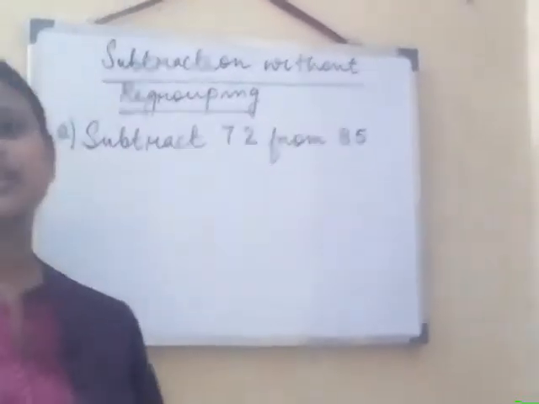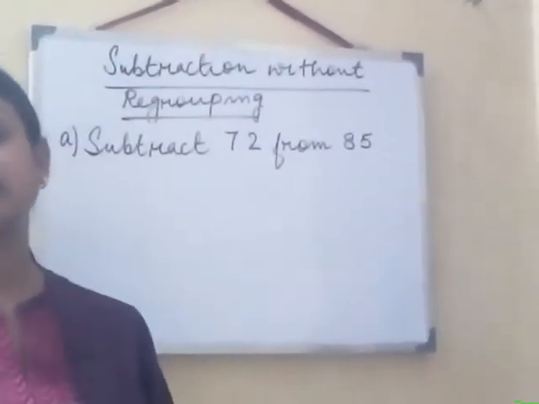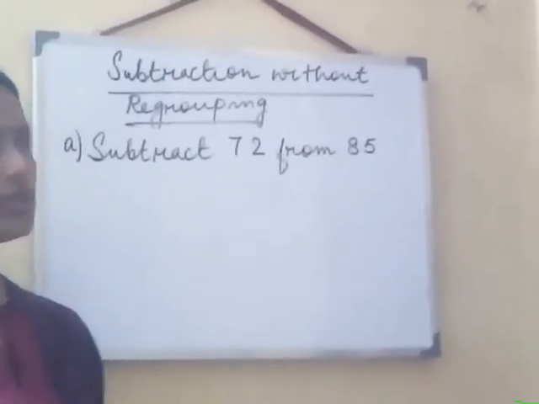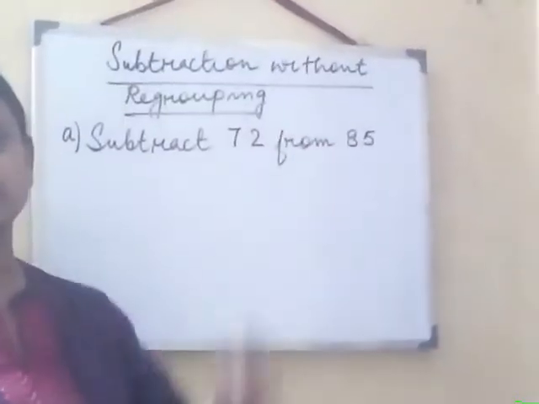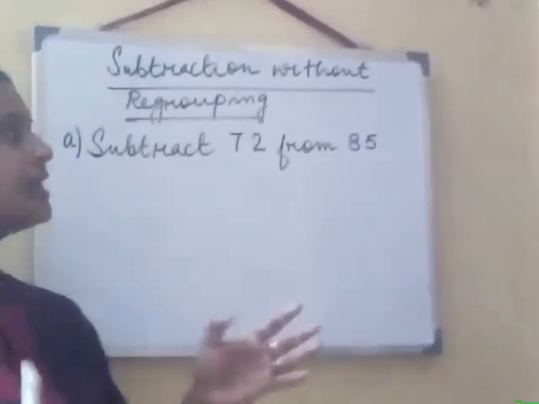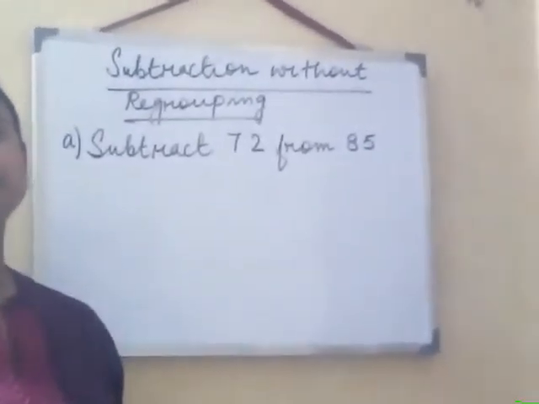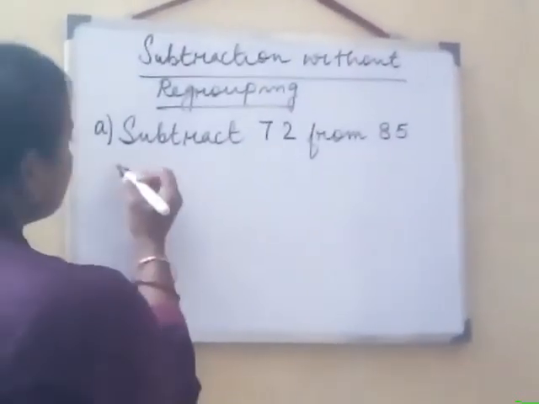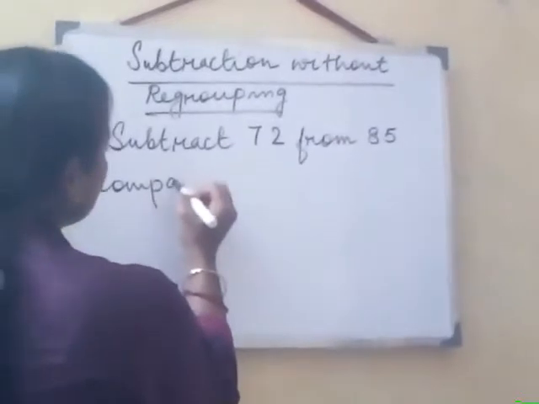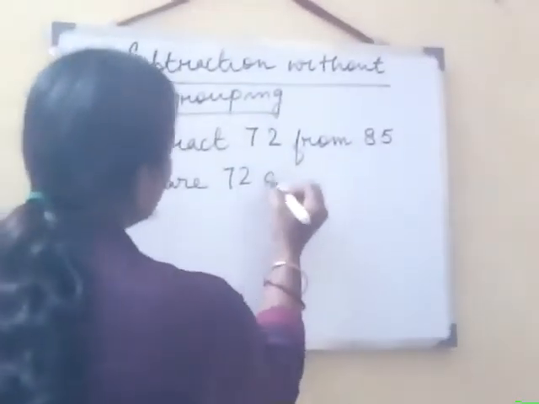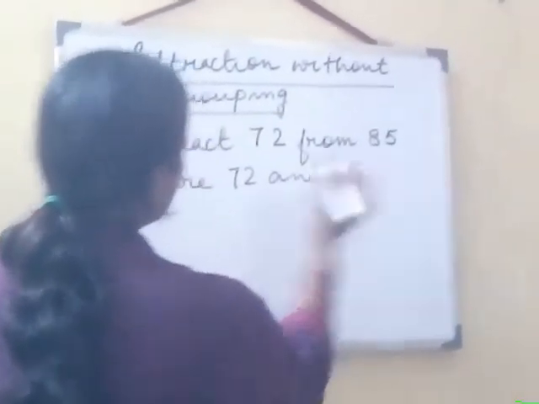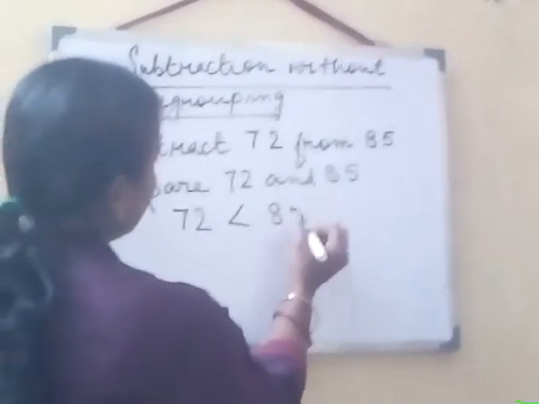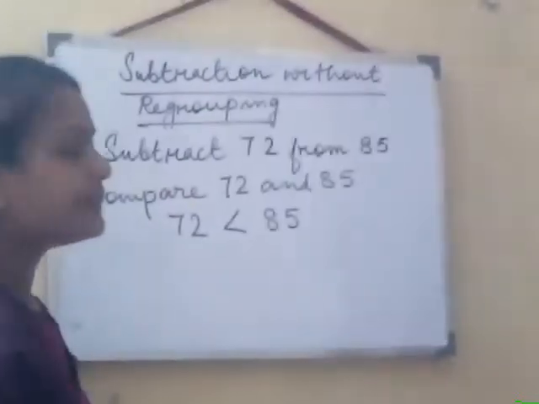Now, before doing subtraction, we have to keep this in mind that we should always subtract the smaller number from the greater number. So, at first, doing subtraction, we have to compare the two numbers. So, let us compare. Compare 72 and 85. We can see that 72 is smaller than 85. That means 85 is the bigger number.